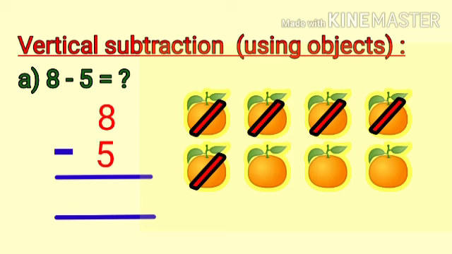Then we have to count the remaining oranges to get the result. Now how many oranges are here? 3. So 8 minus 5 is equal to 3. Is it clear, children?